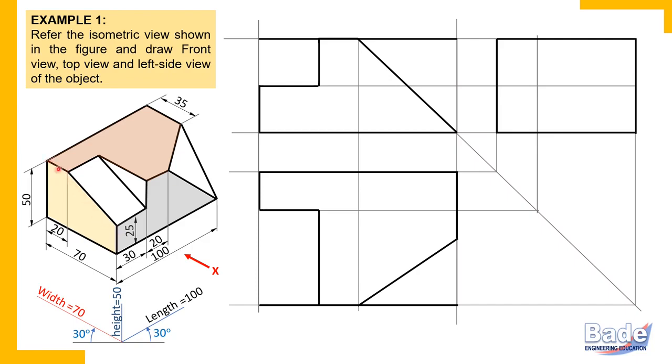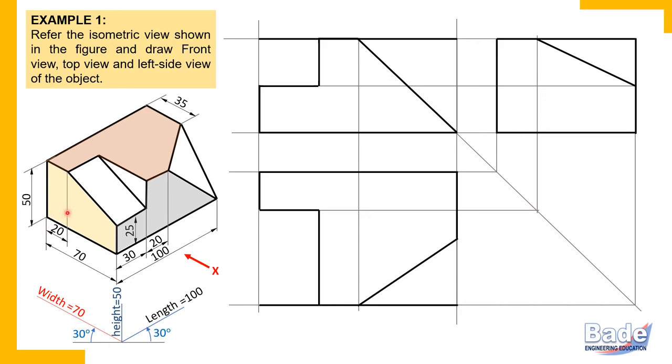So the end of this edge parallel to width, 20 millimeter, this is that edge, this end, and the end of the vertical edge which is 25 millimeter long, this edge 25 millimeter long, which actually coincides with the boundary edge. So this point and this point, simply join. So this is how the true shape of this surface appears in the side view.